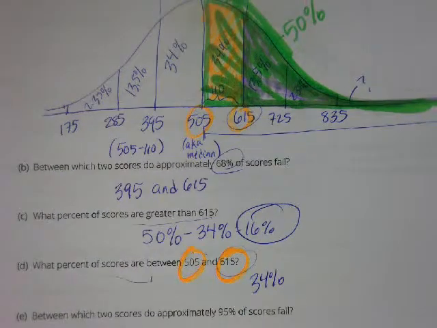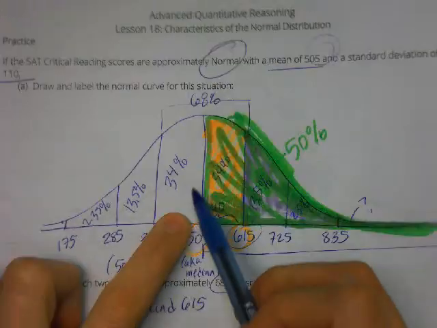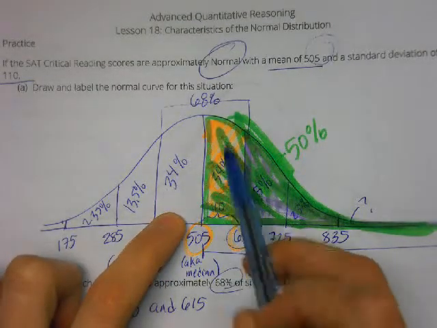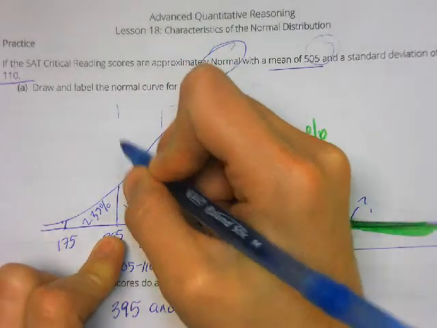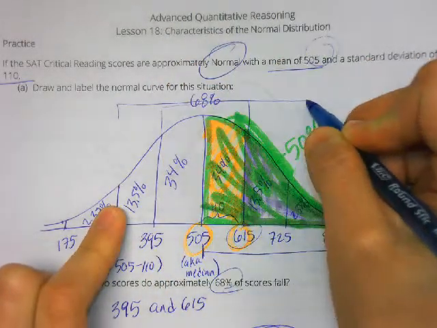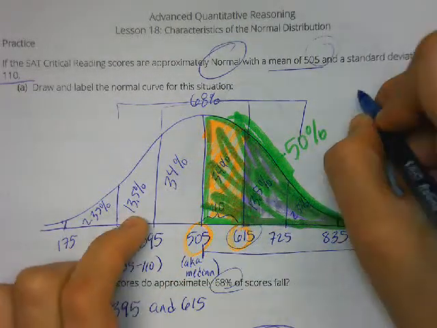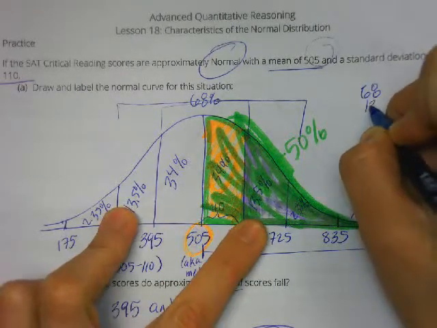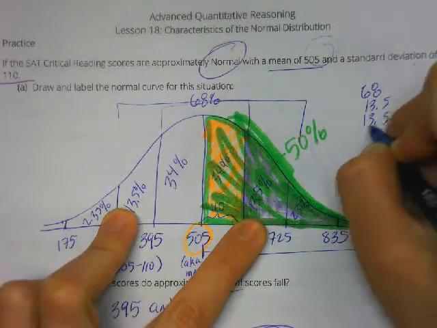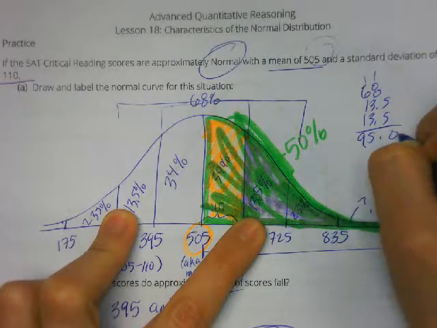Between which two scores do approximately 95% of scores fall? Well, let's count. I know that 34 and 34 gives me 68. So let's see what these four give me. From 13.5 to 34 to 34 to 68. Off to the side, 34 and 34 is 68, plus 13.5 plus 13.5.